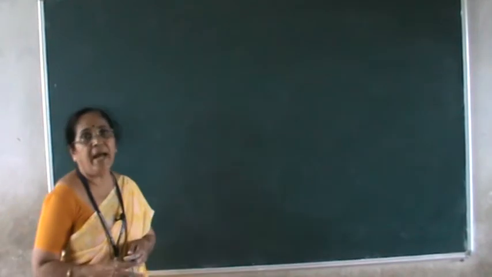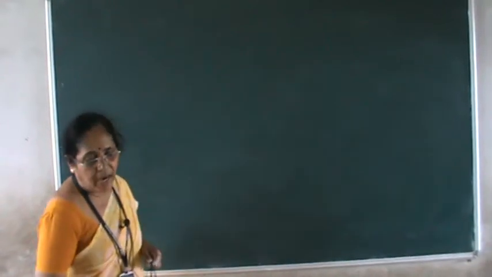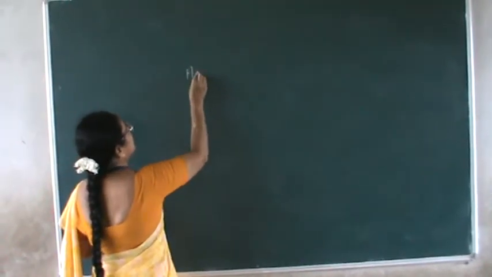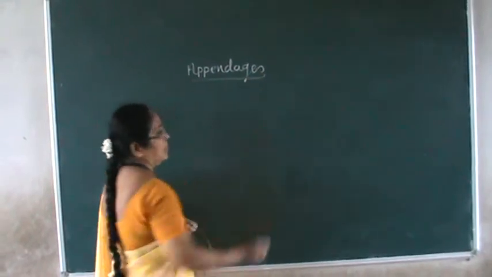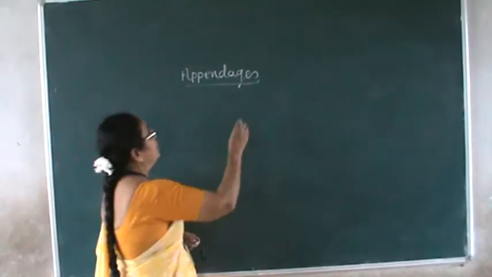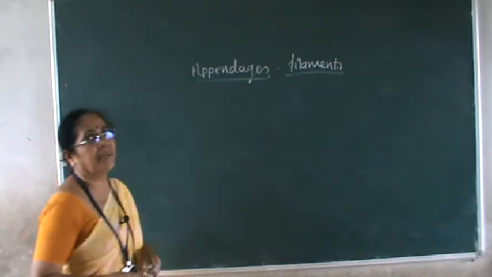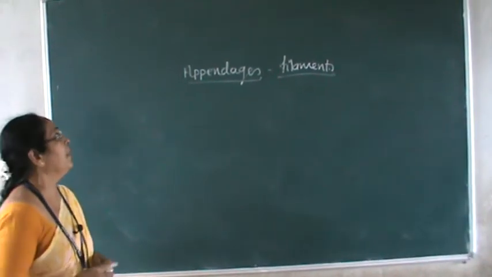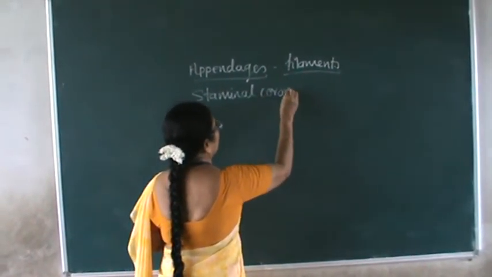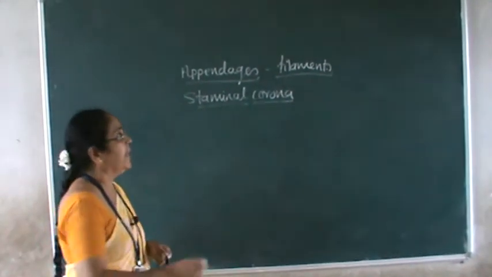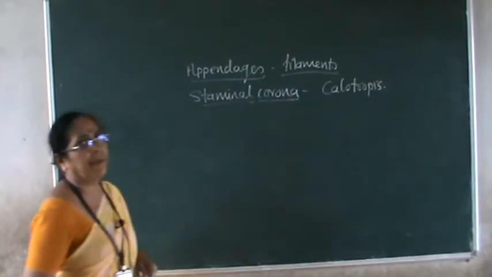Sometimes the filaments bear certain appendages. The filaments of the stamens are going to bear some appendages, in relation to filaments. For example, in case of staminal corona, that is found in Calotropis. Calotropis is the example for staminal corona.